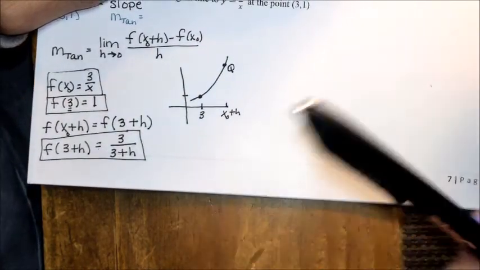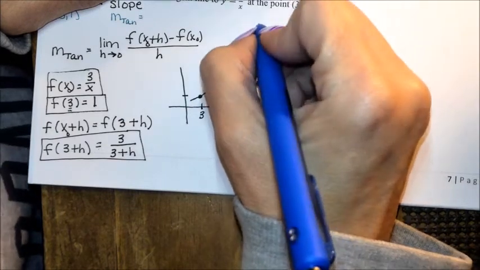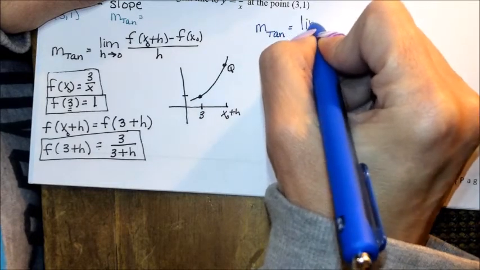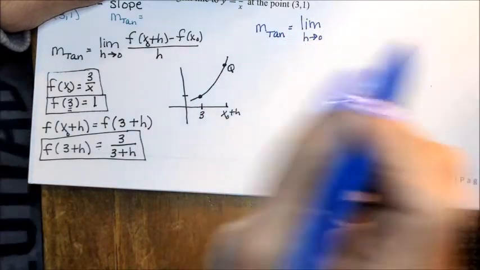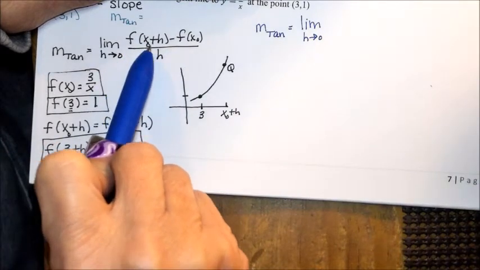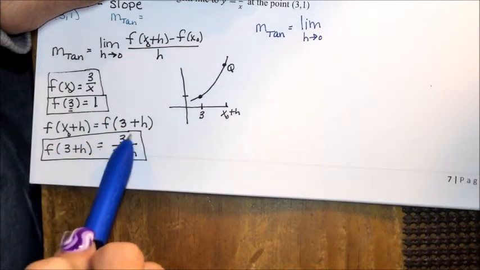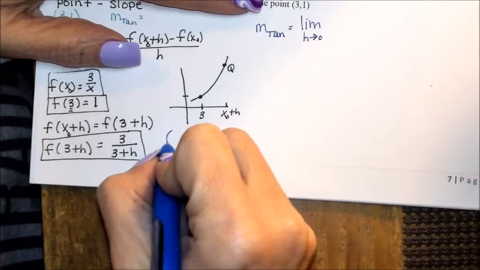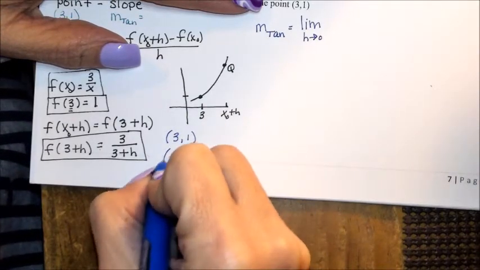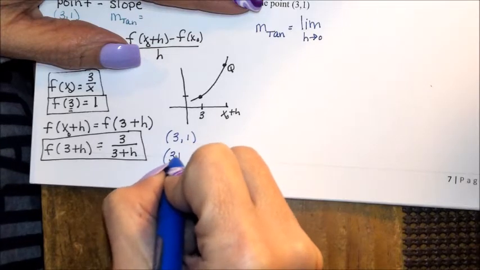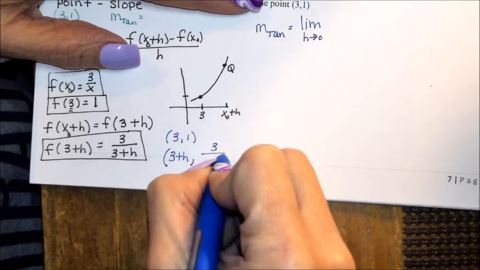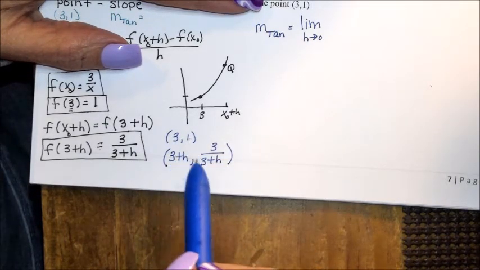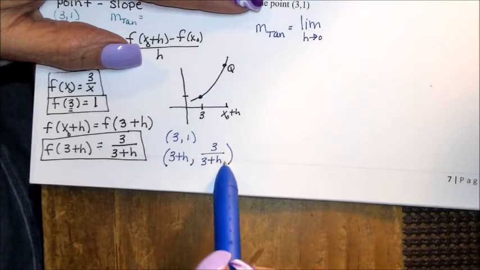You with me? Hopefully you're with me still. So here we go. We're going to find the slope of the tangent. We're going to do the limit as h approaches 0, and we're going to use our formula here. f of x plus h, well, f of x plus h is this right here. I wonder if it would have helped to write out our ordered pair. We have 3, 1, and then we have 3 plus h, 3 over 3 plus h. I wonder if that would help you see that. x, f of x. This is x plus h, f of x plus h.